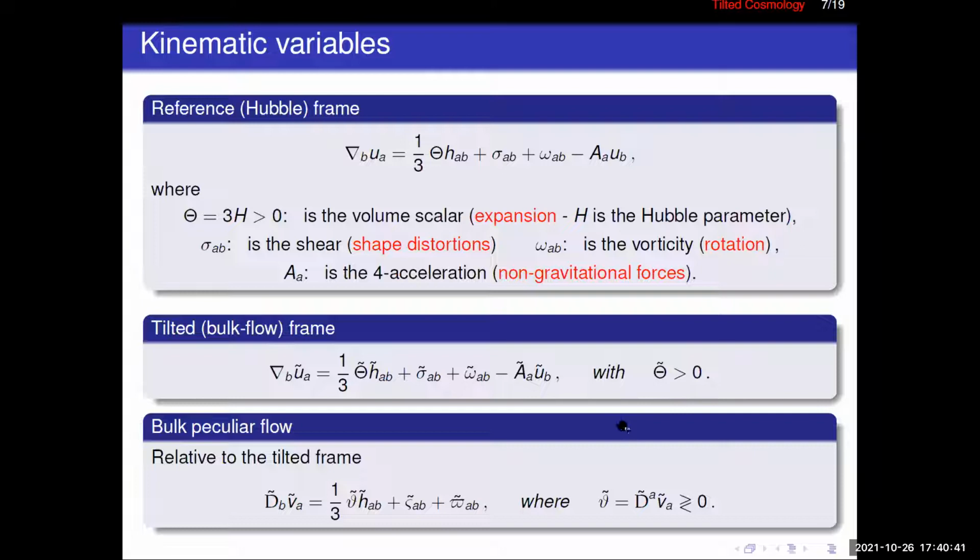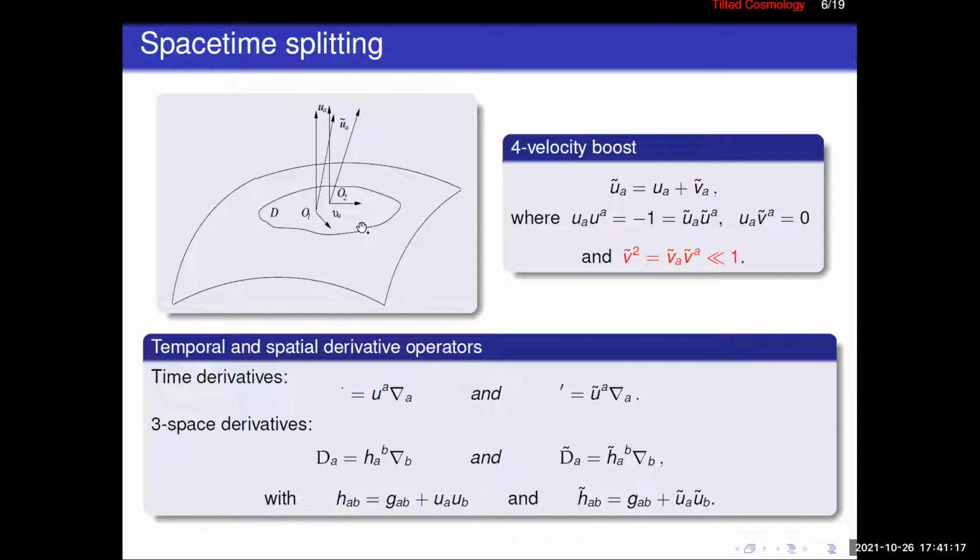And of course, you can do an analogous decomposition for the peculiar velocity field as seen by observers in the bulk flow. And you get this var theta, the var sigma, and the var pi. And this is the peculiar volume expansion or contraction scalar. That's the peculiar shear and the peculiar vorticity. And depending on the sign of this var theta, which can be either positive or negative, we have local expansion or contraction. So when var theta is positive, this region here, the bulk flow expands, increases. When it's negative, it shrinks, it contracts.